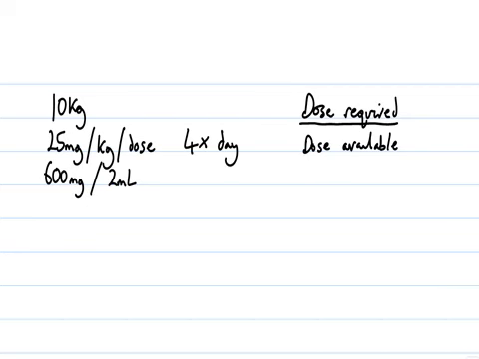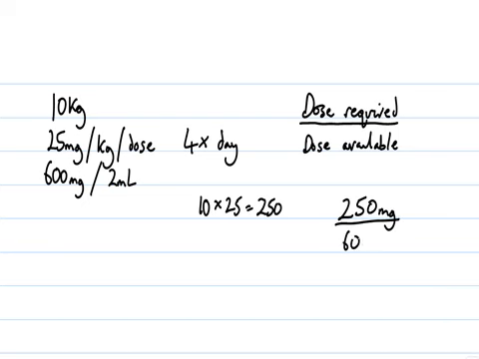For each individual dose, it's going to be the weight, 10 kilograms, multiplied by 25, and that will give us a total. So 10 multiplied by 25 equals 250. Therefore the dose required is 250 milligrams. Dose available is 600 milligrams, and the volume is 2 mils. Remember, we put that divided by 1.